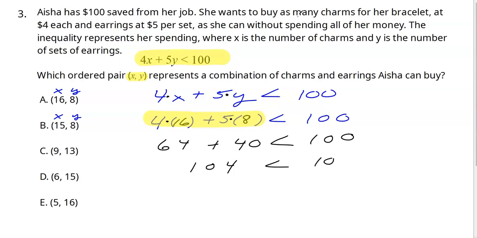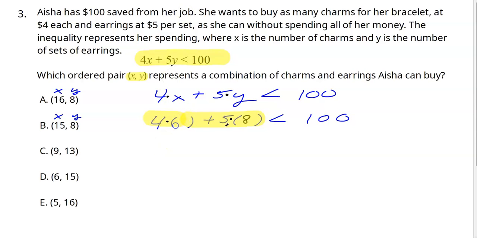Just clear this out. There we go. Probably better if I just use my eraser. I'll just use the eraser here. There we go.